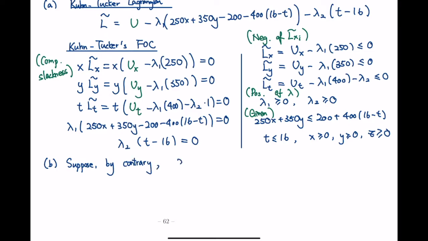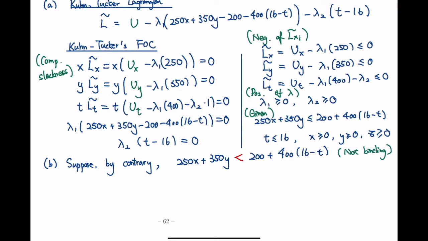we have 250x plus 350y is strictly less than 200 plus 400 times 16 minus t, i.e. not binding. I want to show that it's always binding. So let me suppose it's not binding and see what kind of disaster happened.